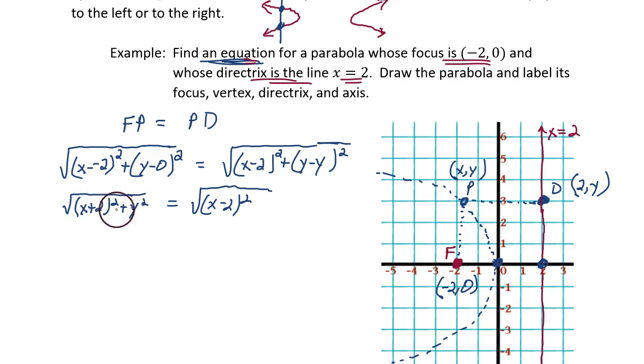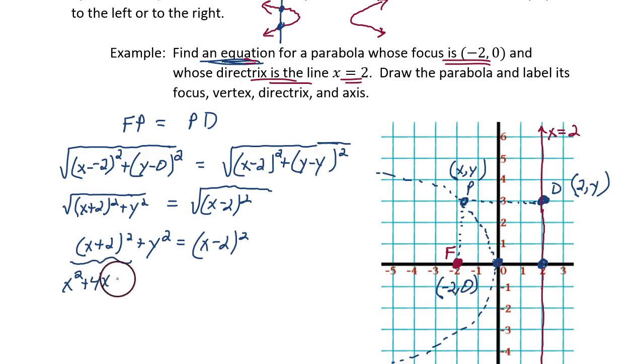Now remove the square root by squaring both sides. So now we have x plus 2 squared plus y squared is equal to x minus 2 squared. This first part right here is squaring a binomial. Let's expand that. X squared plus 4x plus 4.